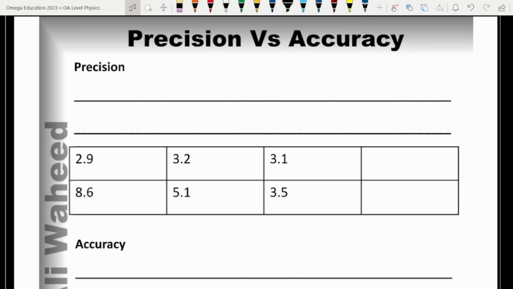Hello everyone and welcome to your lesson of physics, chapter number 1 of AS Physics, Physical Quantities and Units, and we are starting off with the topic precision and accuracy.